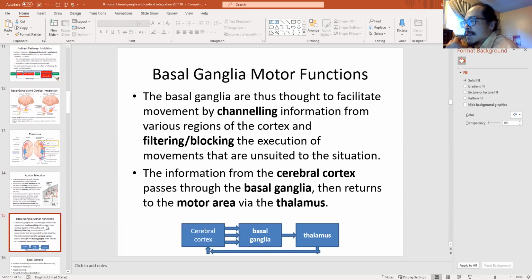So that gave us the general concept about the basal ganglia. Basal ganglia is a thought channeling. It's a thought process. It's not really a thinking process. This is the subconscious behavior choice process.